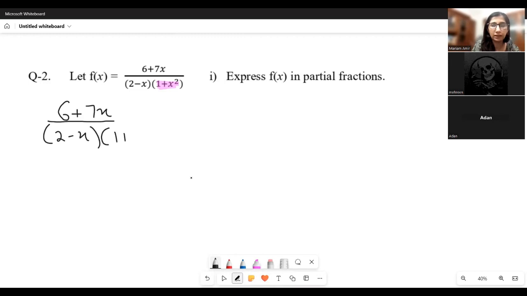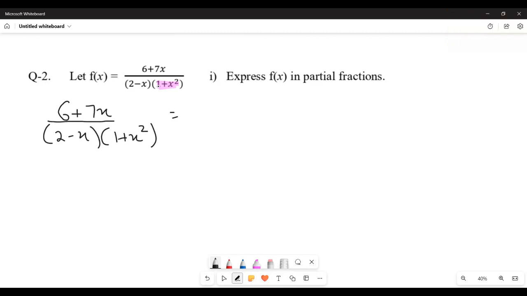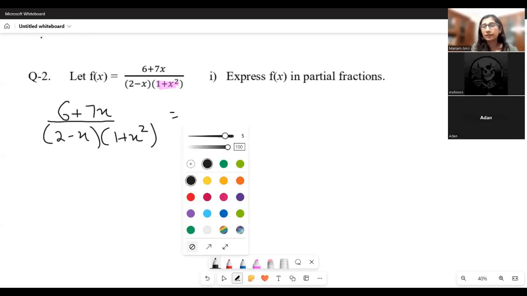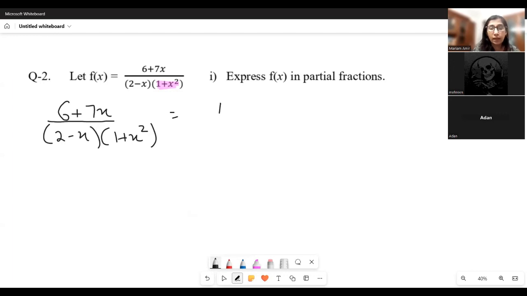So 1 plus x squared, okay, so 1 plus x squared cannot be further factorized. So we have a non-linear or a quadratic factor in the denominator. So in the numerator of the linear factor, we write A, but in the numerator of the quadratic factor, we have to then write Bx plus C.